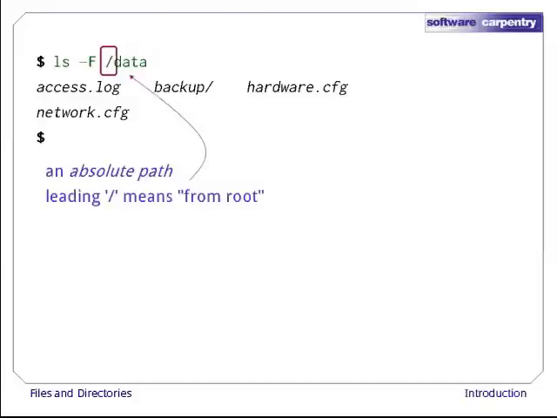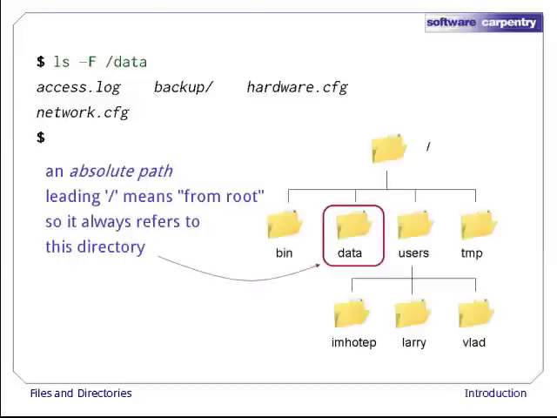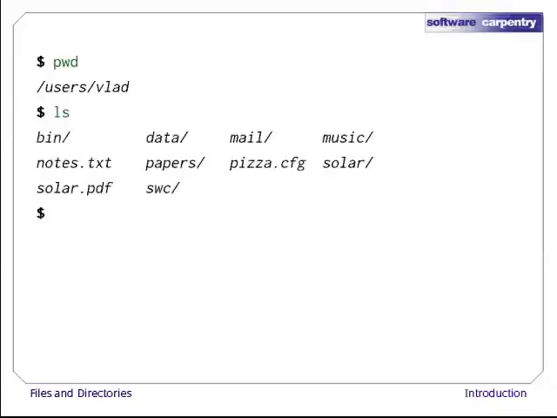The leading slash tells the computer to follow the path from the root of the file system, so it always refers to exactly one directory, no matter where we are when we run the command. What if we want to change our current working directory? pwd shows us that we're still in /users/vlad, and ls without any arguments shows us its contents.